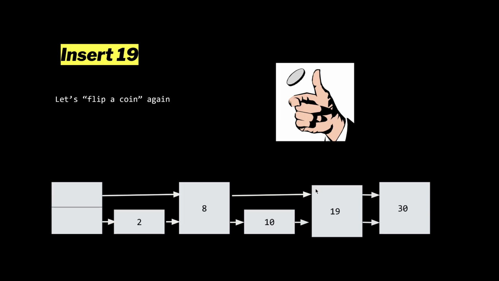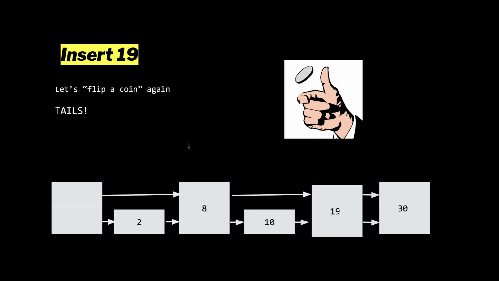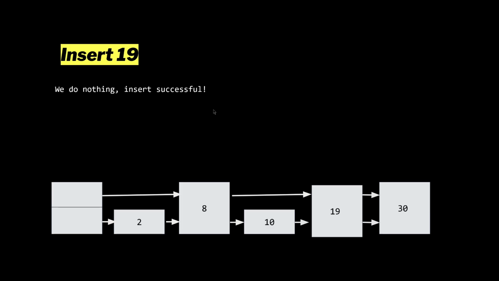So here, if we haven't reached the max level, which would be level 2, we can keep going. So let's flip a coin. Let's see what we get. We got tails. So we do nothing. The insert was successful, and here is our updated skip list with 19.